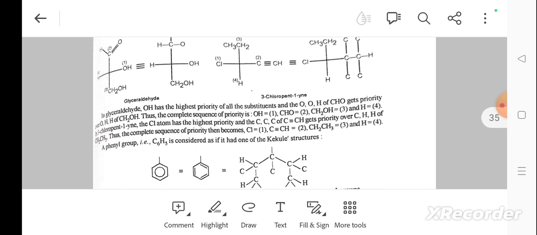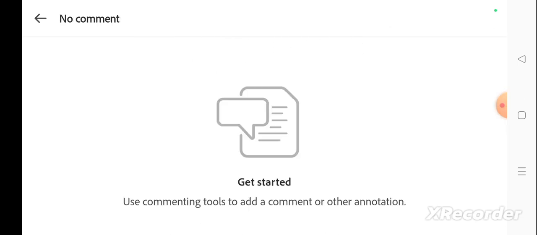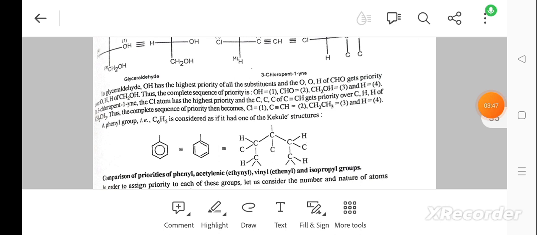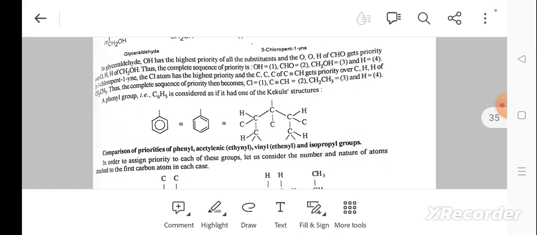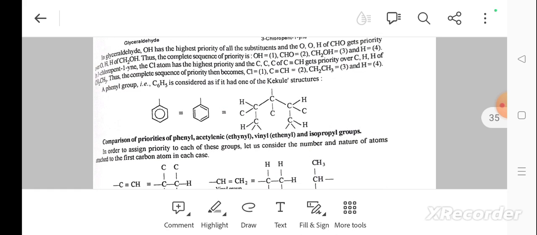In glycolaldehyde, OH has the highest priority of all the substituents, and the (O,O,H) of the CHO has greater priority over the (O,H,H) of the CH2OH. Thus the complete sequence of priority is OH first, CHO second, CH2OH third, and H fourth. A phenyl group, C6H5, is considered as if it had one of the Kekule structures.